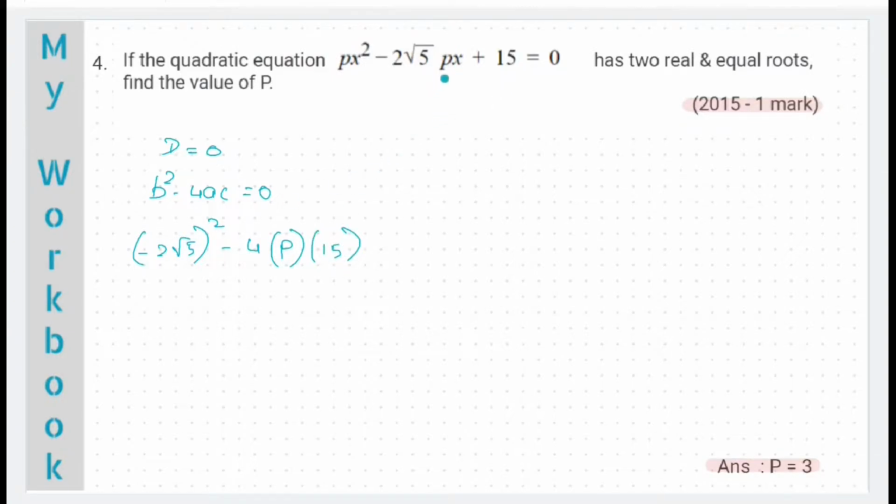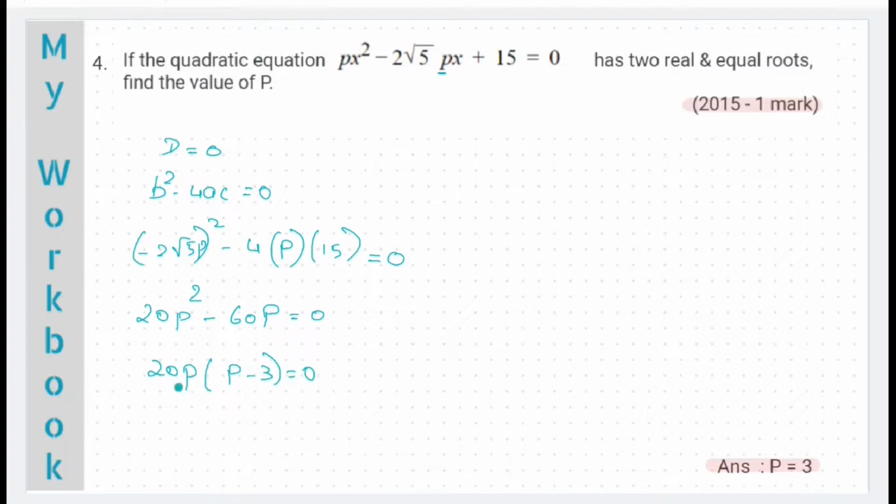I have missed this p here, 2 root 5 p. So here you will have a p. This is the discriminant which should be equal to 0. So squaring this entire term you will get 2 square is 4, root 5 square will be 5. So 4 into 5 20, 20 p square minus 4 into 15 60 p is equal to 0. Let's divide it, or we can pull out 20p as common. P minus 3 equal to 0.